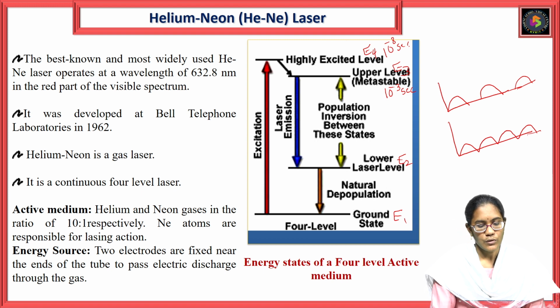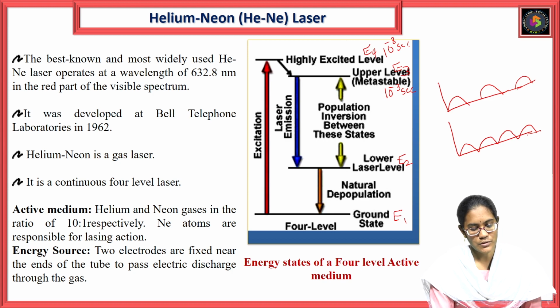Okay, so next, here the active medium is helium and neon gases in the ratio of 10:1, and neon atoms are responsible for lasing action, and the energy source is two electrodes fixed near the ends of the tube to pass electric discharge to the gas.